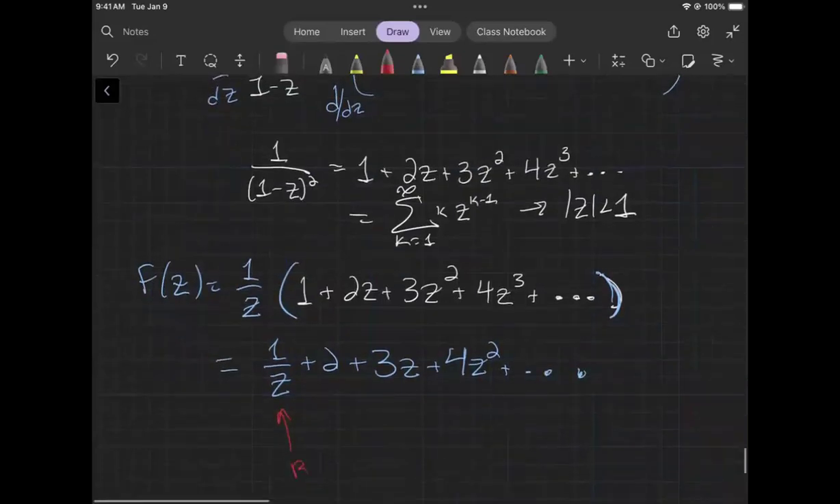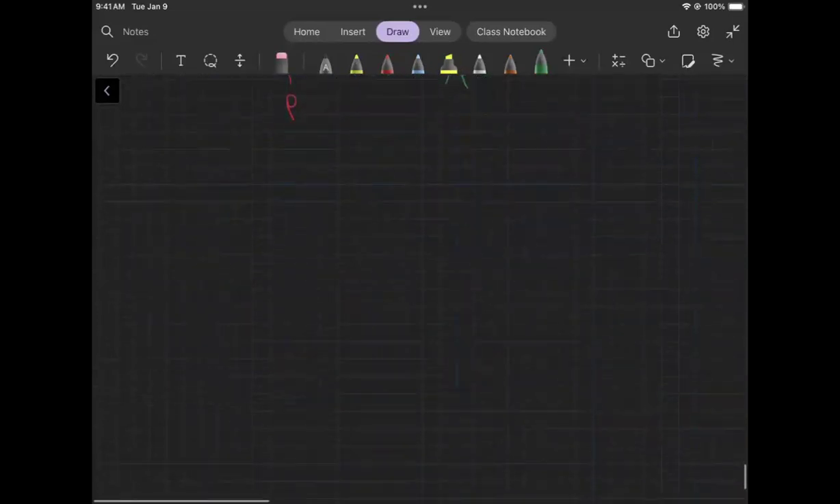This is the principal portion, and this here is the analytic portion. All right. So hopefully that makes sense. And here are some suggested problems for you to work on.